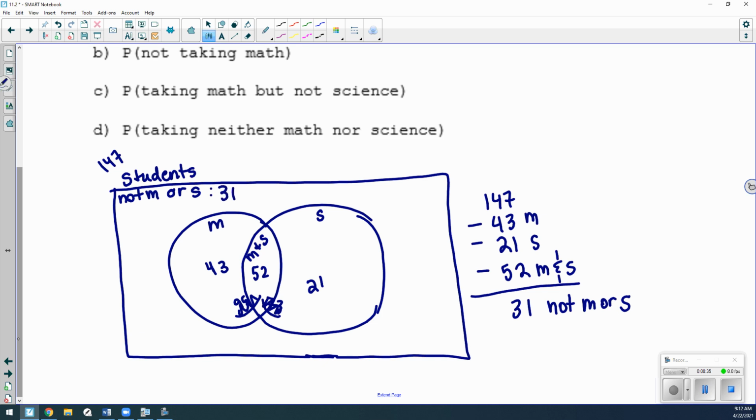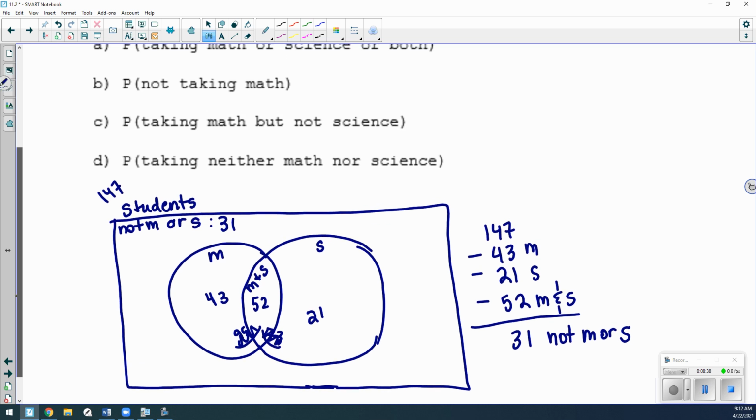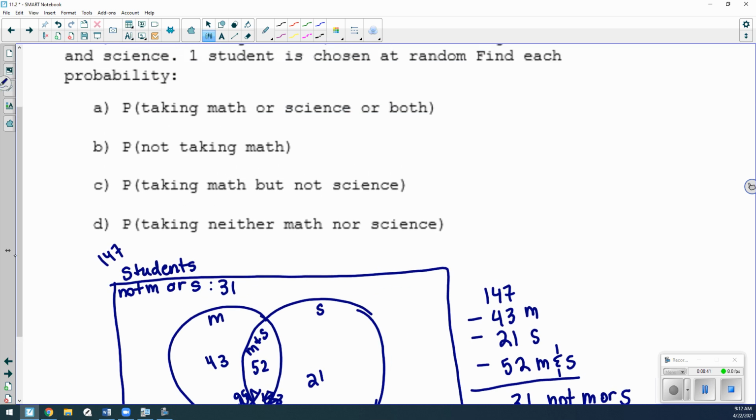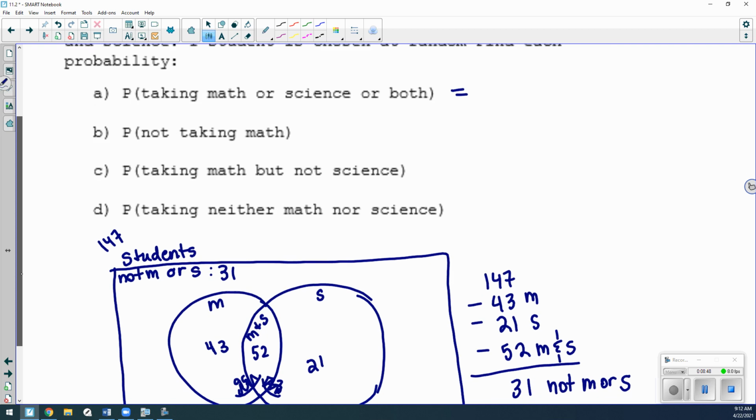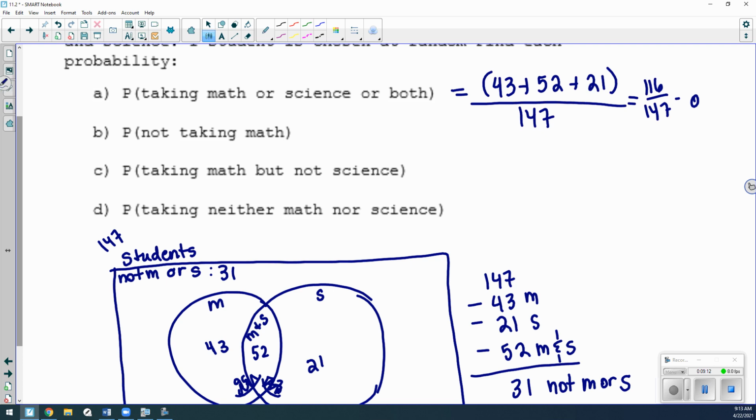Okay, so hopefully this Venn diagram will help me as I come up with my probabilities here in A through D. So what is the probability of taking a math or science class or both? That's going to be pretty straightforward. If you're taking math or science or both, that adds up to 43 plus 52 plus 21. And then remember we're talking about a total of 147 students. Well, that's going to be 116 over 147. And when I do the division, I get 0.79.